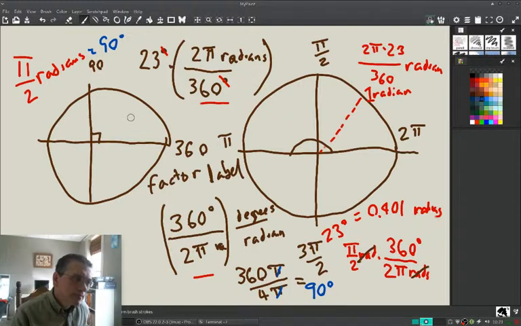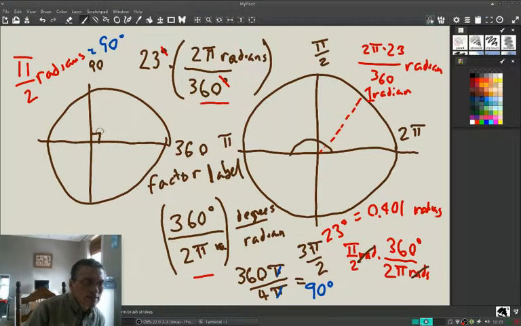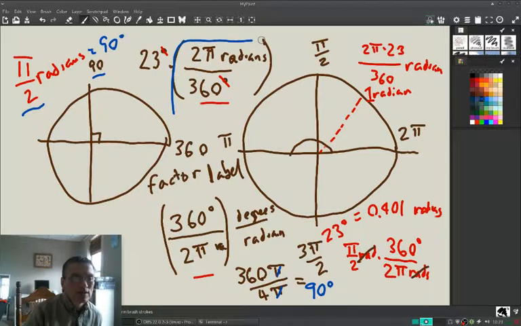Alright? So this is how you convert back and forth. Pretty simple stuff, but it's going to become vital that you become fairly adept at this. We're going to be talking about 90 degrees sometimes, and pi over 2 radians sometimes, and using this factor label, you can switch back and forth easily between the two.